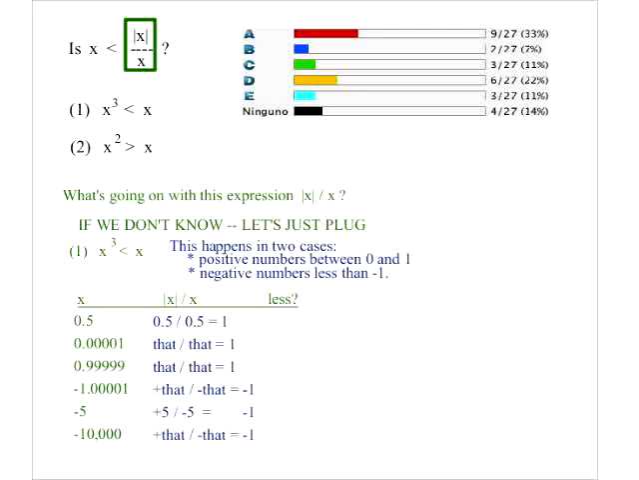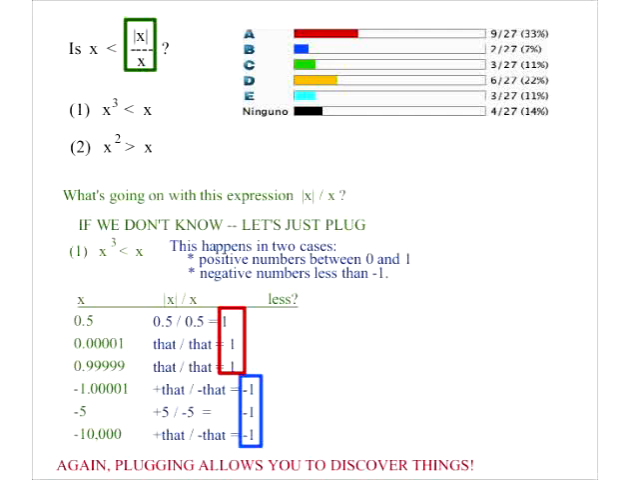So notice what happens. Again, plugging allows you to discover things that you would not otherwise discover, and sometimes you can discover them really fast. So this expression is just 1 whenever it's positive and negative 1 whenever it's negative.